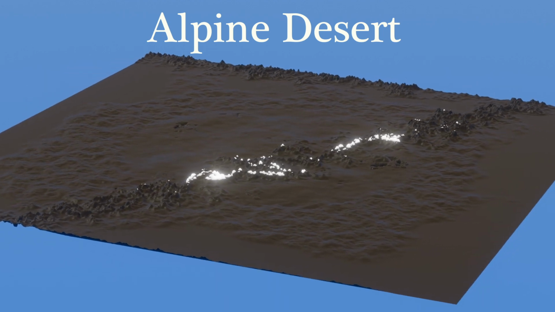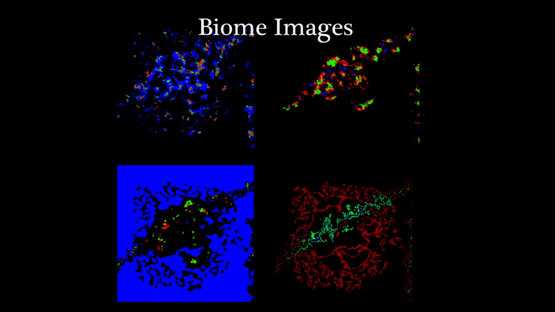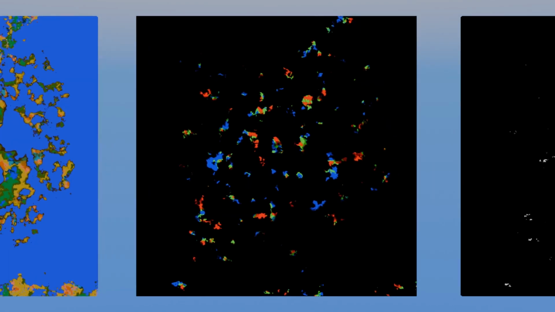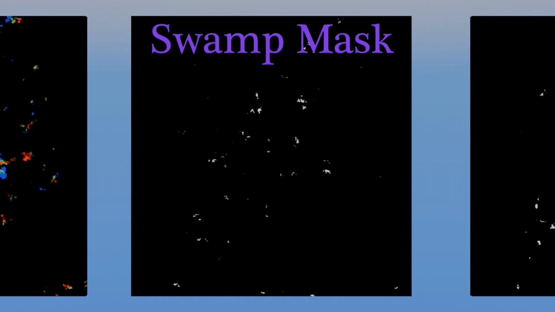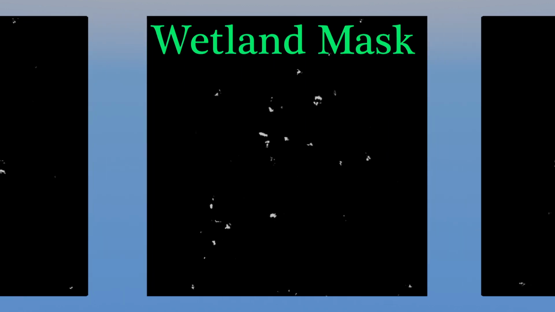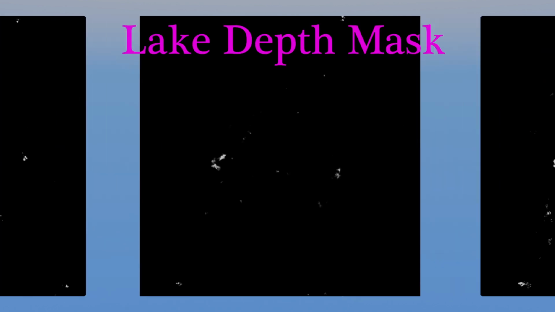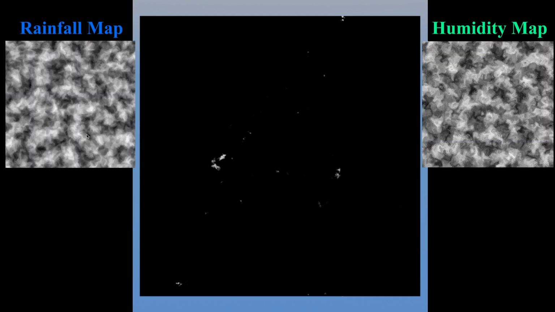Also, besides just saving images for the biome weights, we use this biome generator to generate a few new masks that will be useful later, such as a water biome map, which uses one water biome per color channel, so red is wetland, green is swamp, and blue is lake. Our swamp mask, which is just a mask with swamp regions isolated for us to use to apply the swamp texture. Wetland mask with the wetland regions isolated for applying the wetland texture, and then the lake depth mask, essentially using the original noise from humidity and rainfall to create a depth gradient where there is a lake.